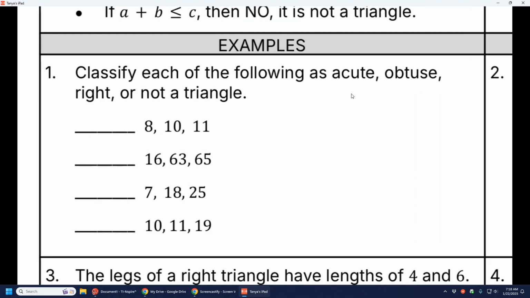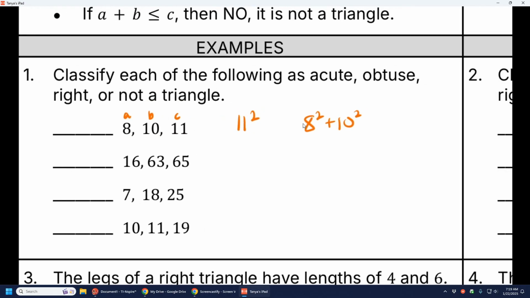So looking at number 1, classify each of the following as acute, obtuse, right, or not a triangle. So first thing I'm going to do is check to see if it could even make a triangle. So it's in order. The largest one is the third one. So these two smaller ones, 8 plus 10, that's 18. That's greater than 11, so yes, it is a triangle. But now we want to see what kind. So since 11 is the biggest number, 11 has to be C. So first we're going to do 11 squared, and then we're going to compare that to 8 squared plus 10 squared, and we're going to see what symbol should go right here in the middle.